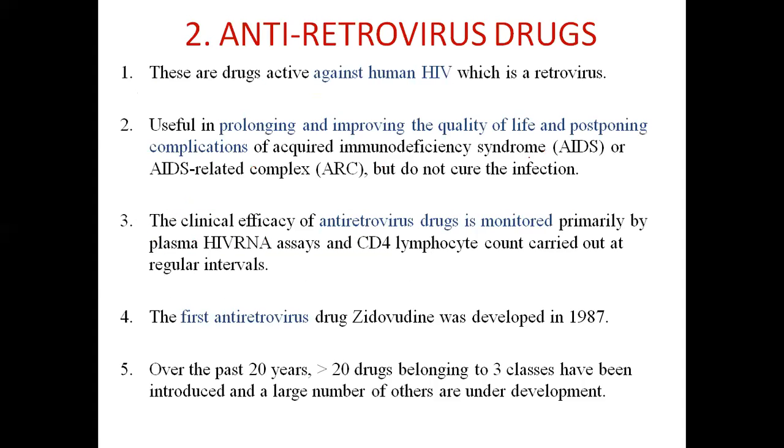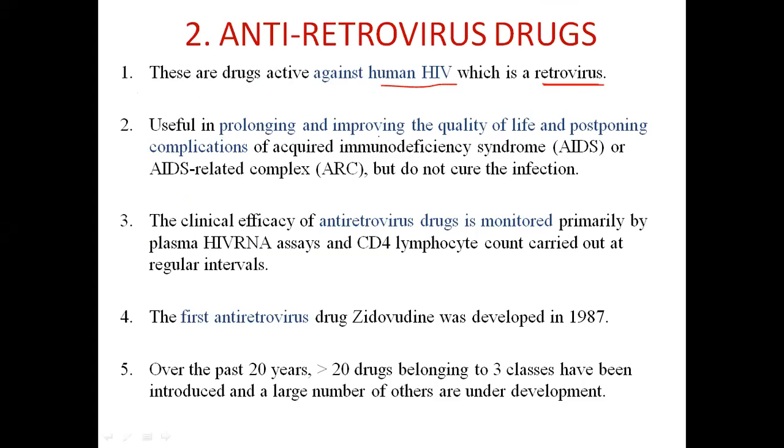Okay, anyway, now come to the next category of drug, that is antiretrovirus drug. Now this is anti-HIV drug. Okay, so this is not a new concept to you, so I'll just go through the important points. See, these are the drugs active against human HIV, which is a retrovirus. It's a type of virus, retrovirus.